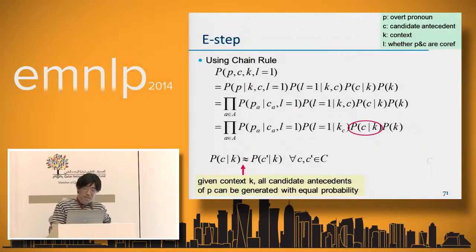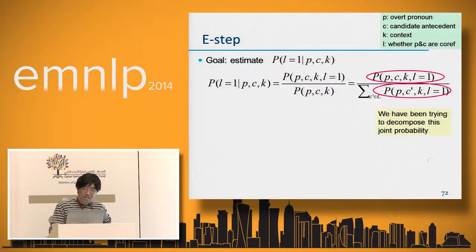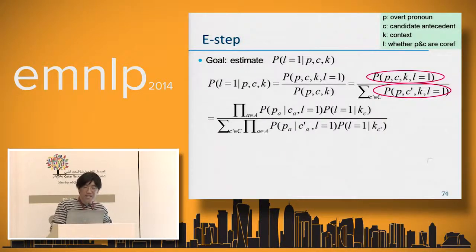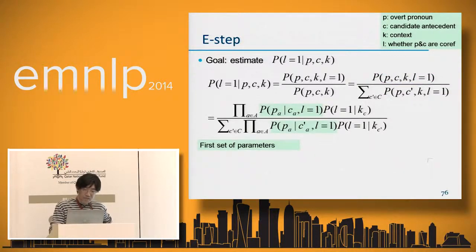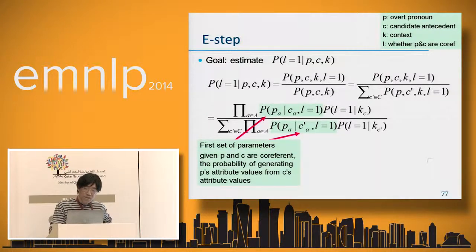So given all these assumptions that we have made so far, let's go back to our previous slide where we said that the denominator and numerator have the same form. What we have been trying to do is to decompose this joint probability, and using all the assumptions we have talked about so far, we can rewrite this fraction as this. And hopefully at this point, you can see what the model parameters are. There are 2 sets of model parameters. This is the first set of model parameters: given pronoun P and candidate C are coreferent, the probability of generating P's attribute values from candidate C's attribute values.